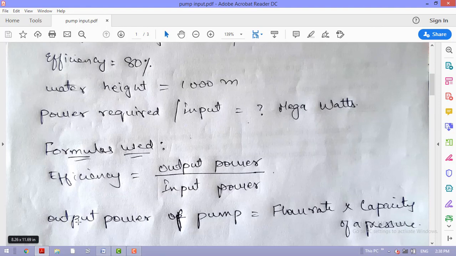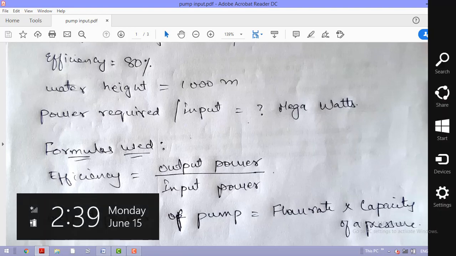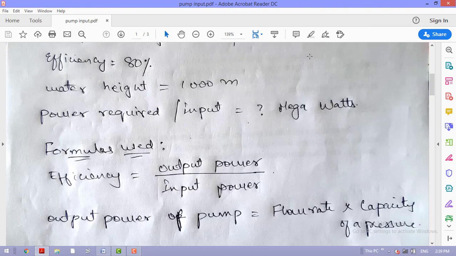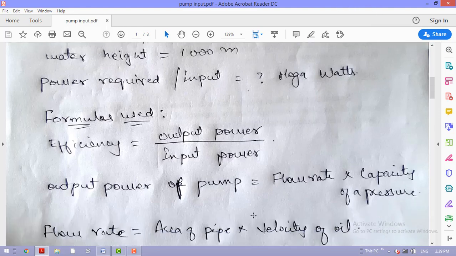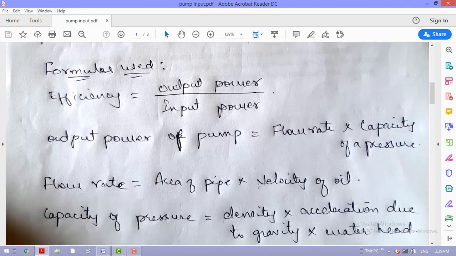The output power required for a pump is defined to be the flow rate of oil multiplied by the pressure. Okay, so let us see how we can calculate the flow rate and how we can calculate the pressure.